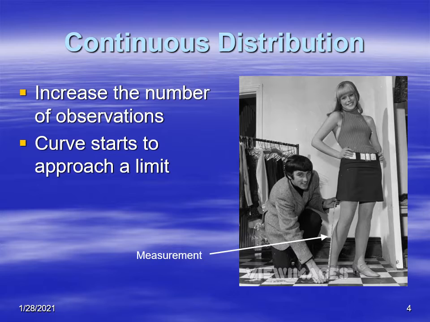In previous videos, we said that if you can increase the number of observations and limit your bin size, you'll notice that your discrete distribution starts to take on the appearance of a continuous distribution. In other words, it becomes less blocky and more smooth.